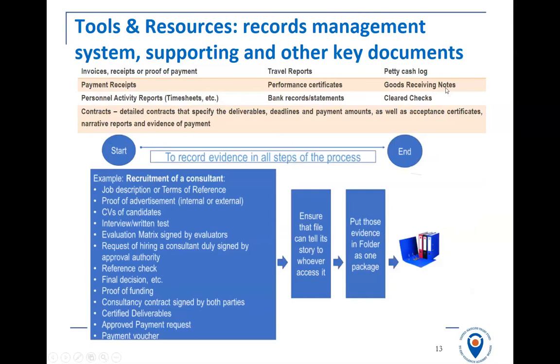So what do we mean by records? What do we mean by supporting documents? Well, the type of supporting document depends on the type of expense. We could mean receipts, payment vouchers, invoices to support purchase of goods. So we have some examples here: invoices, receipts, or proof of payment; payment receipts for personnel, timesheets, or contracts for staff with specific deliverables and deadlines. Could mean cleared checks or your petty cash log if you're using cash. So there's a variety of types of supporting documents.